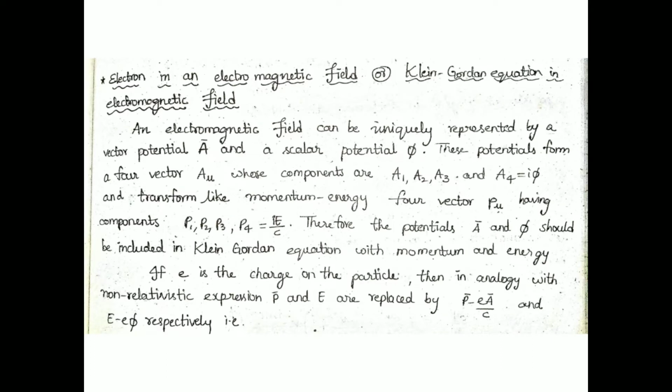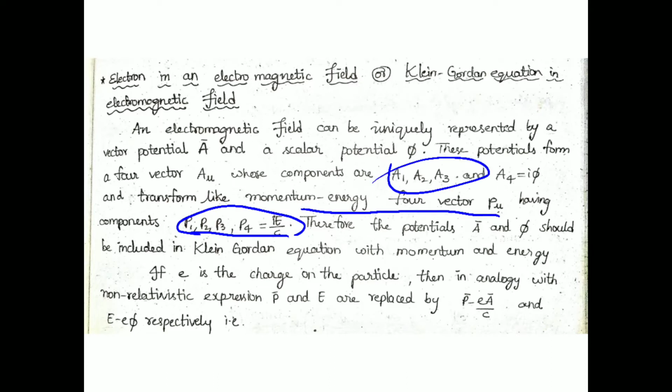And it transforms like the momentum-energy 4-vector P mu, having components P1, P2, P3, P4, where P4 is iE by c. So it has the same number of components as here. Therefore the potentials A and phi should be included in the Klein-Gordon equation along with momentum and energy. We need to include these potentials in this equation because it is an electromagnetic field.